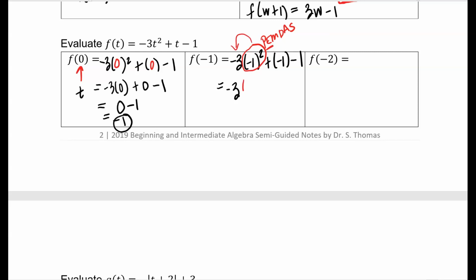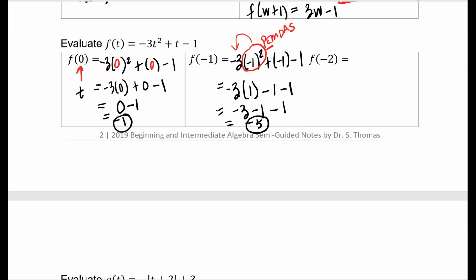So negative 3 times positive 1, because negative 1 squared is negative 1 times negative 1, which is positive 1. And let's rewrite everything else. So that's negative 3 minus 1 minus 1, which is negative 5.